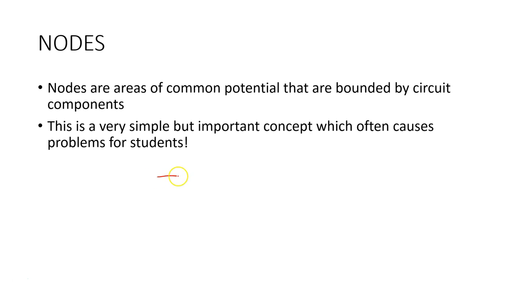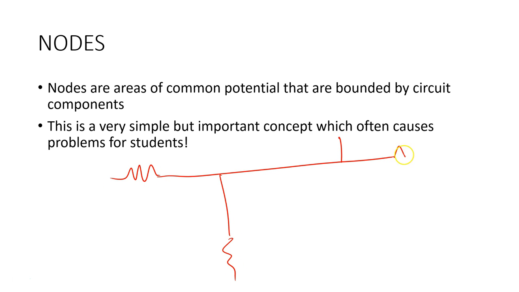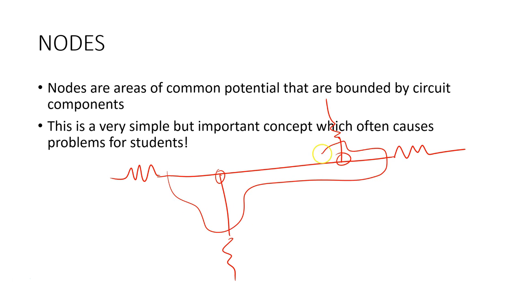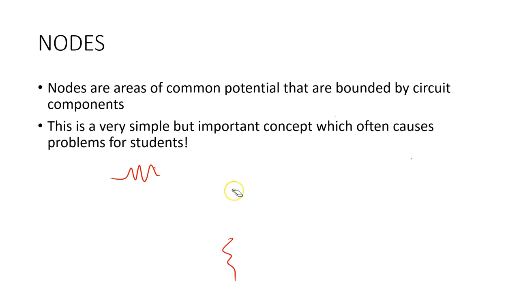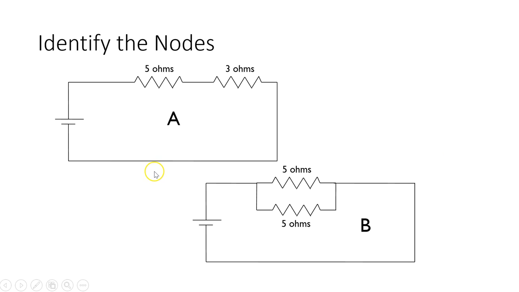So if we see something like this in a circuit diagram, and we have a component here, a component here, a component here, and a component going up here, it is not that this is one node and this is one node. All this tells us is that all of these things are connected together, so that this is connected to this, is connected to this, is connected to this. That is all it tells us. So let's see if we could identify some nodes in a circuit.